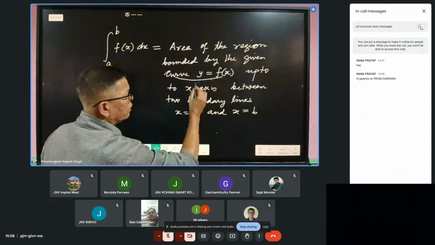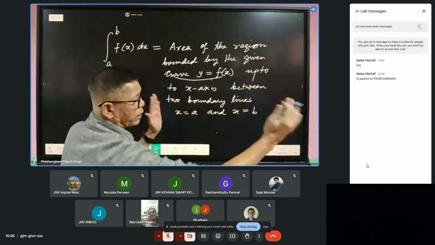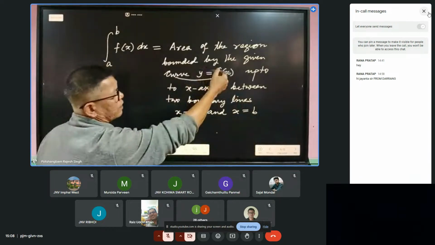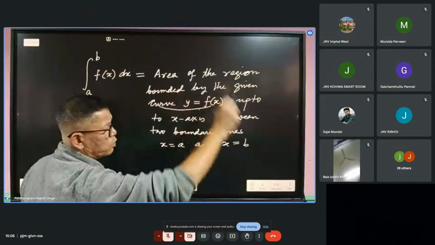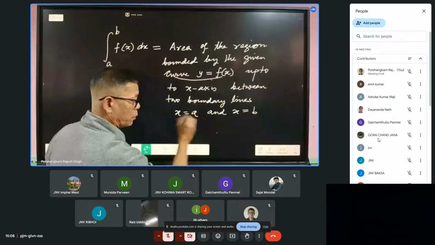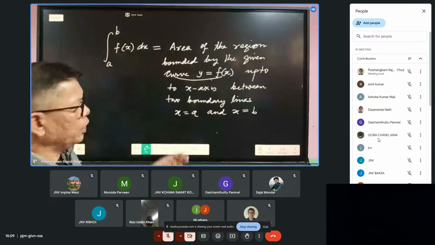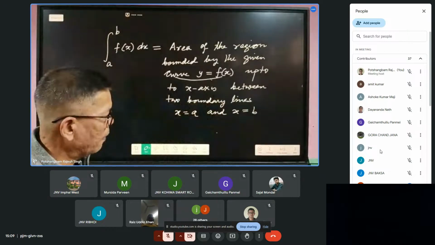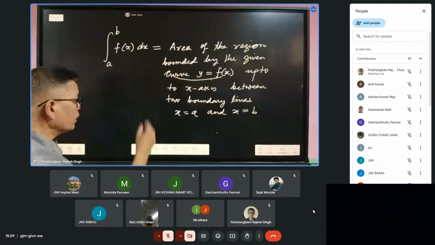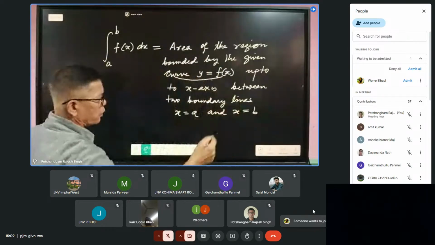And this area should be up to the x-axis and between the two boundary lines. The boundary lines may be parallel to the x-axis or parallel to the y-axis. If you are finding the area up to the x-axis, then your boundary lines will be parallel to the y-axis, and the equation will be in this form, x equal to a or this, any number. Sometimes this may be given by the question. If not given by the question, then you have to choose these boundary lines from your side. And the working rule is also going to be given to you. So I would like to have more discussion about this matter after that, on integration.